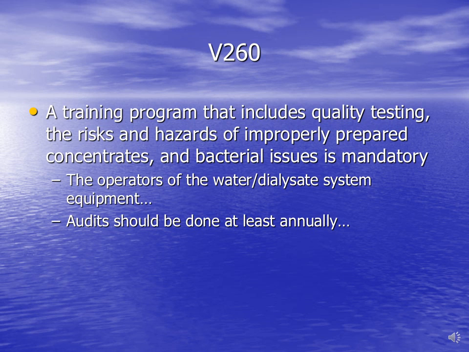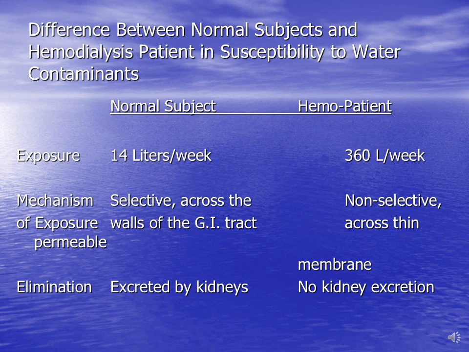The operators of the water and dialysate system equipment have to comply with the regulations, and audits should be done at least annually. Even though you're not intimately involved in water testing, each caregiver is intimately involved with dialysate systems. So one of the requirements is for every individual that does dialysis to be audited at least annually, and that's what this annual competency is for.